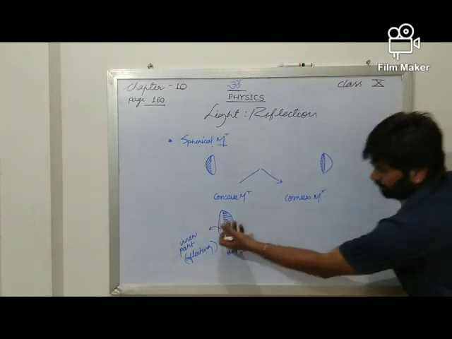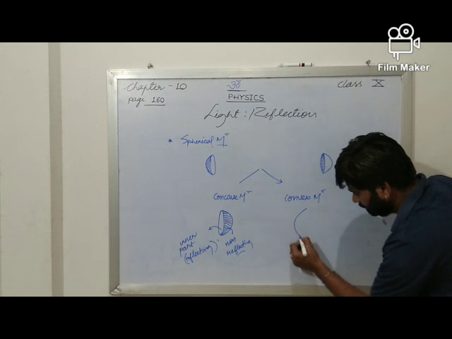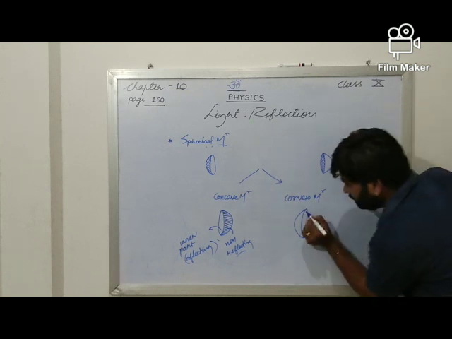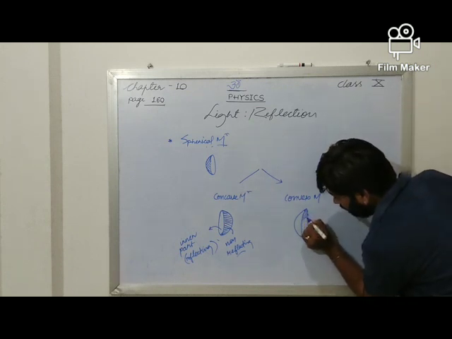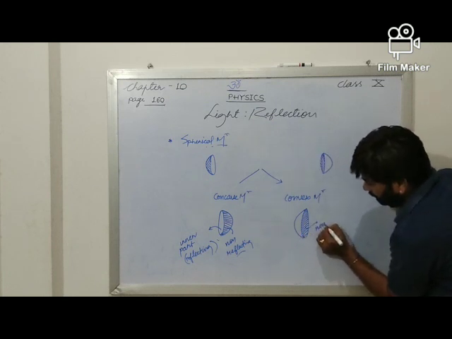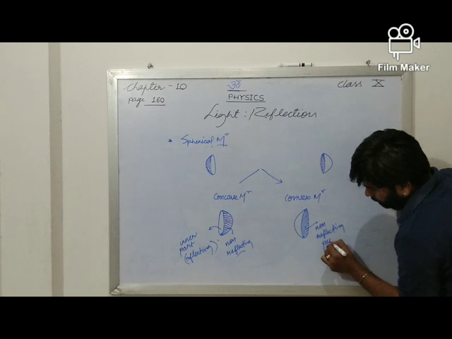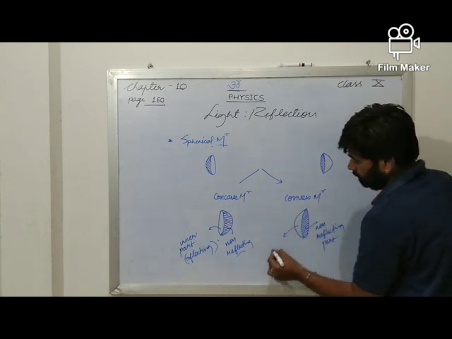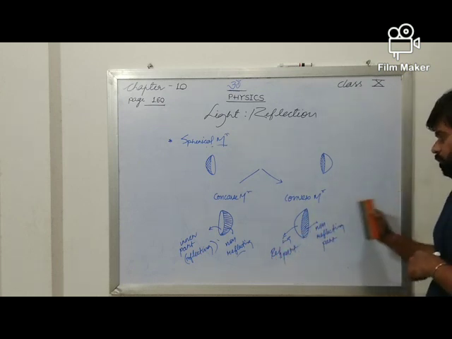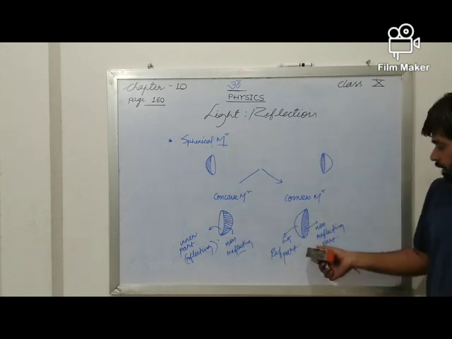Now, just opposite, if I turn this back, now I will have it like this. This time the inner part will be the covered part, meaning the non-reflecting part. If this is the non-reflecting part and this is the reflecting part, then such type of mirror will be known as a convex mirror. This will be the concave mirror, this will be the convex mirror.